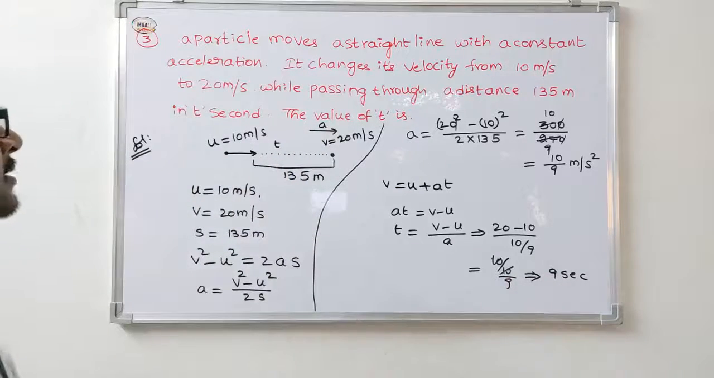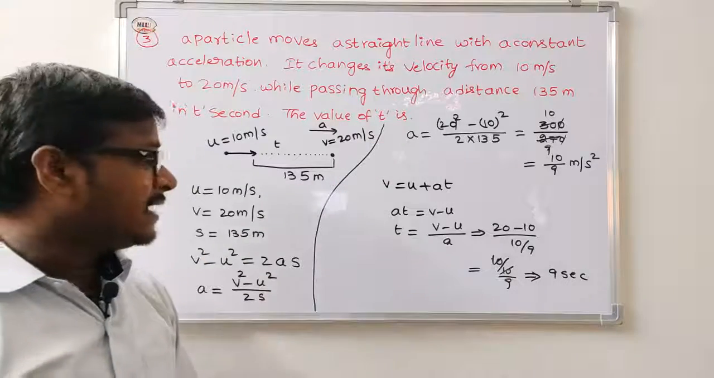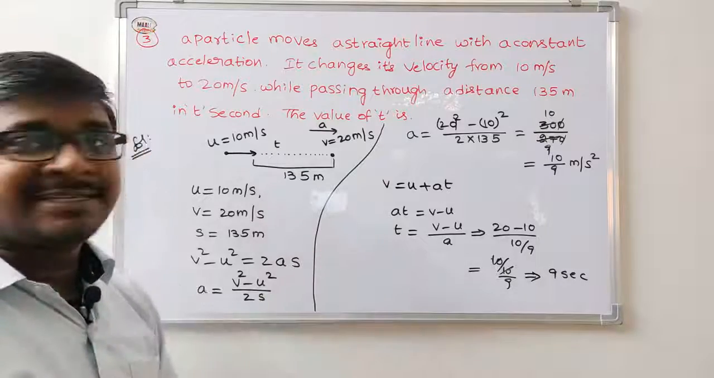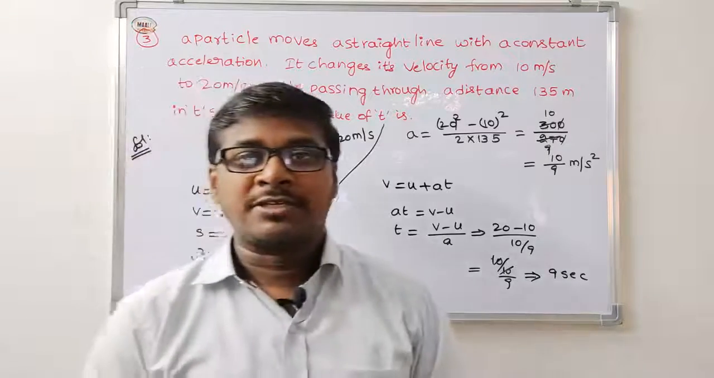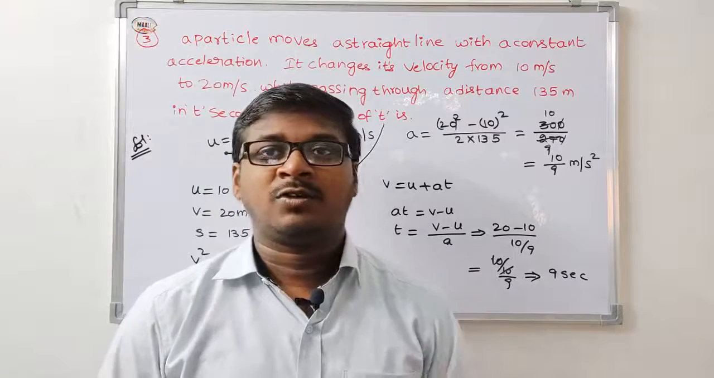This is the answer. First find out acceleration by using the kinematic third equation, V square is equal to U square plus 2AS. Next find out time taken by using the kinematic first equation, V is equal to U plus AT. This is the third problem.